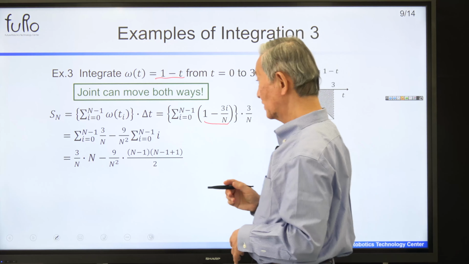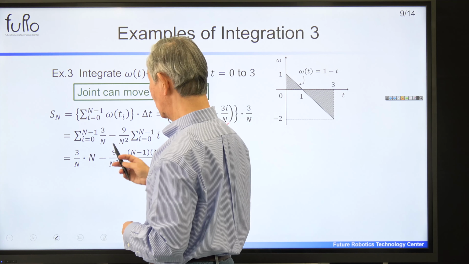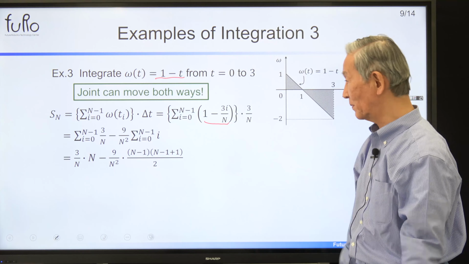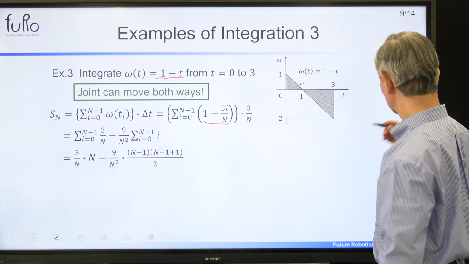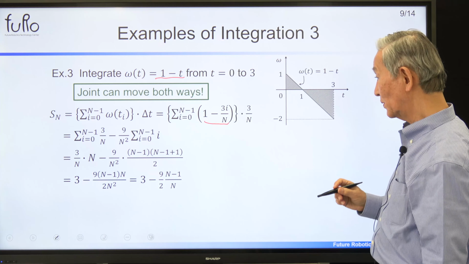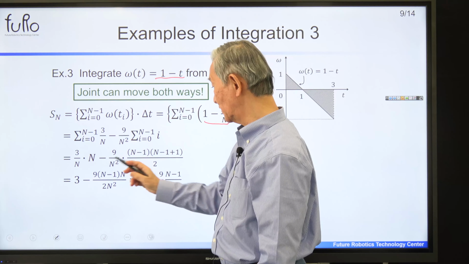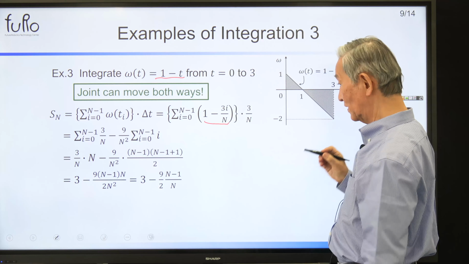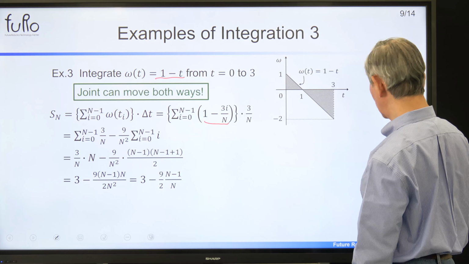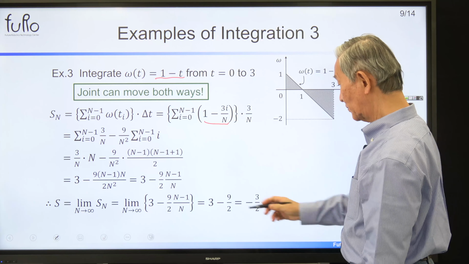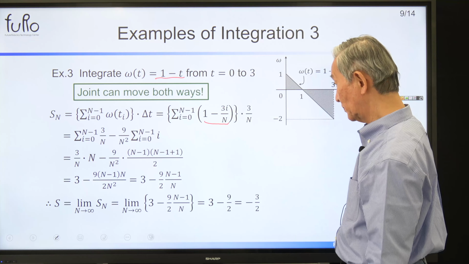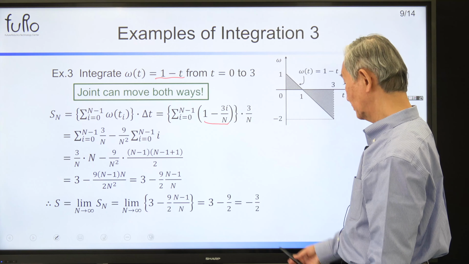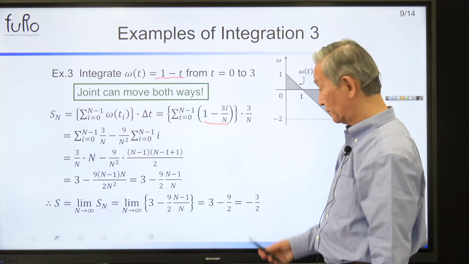So that's 1 from i equals 0, and now there are n of them. All right, so that's 3 minus this entire thing, and this one here, and so on, and if you take the limit, 3 minus 1/2 of 9, that is going to be minus 2/3.